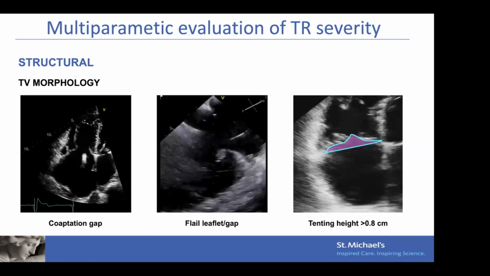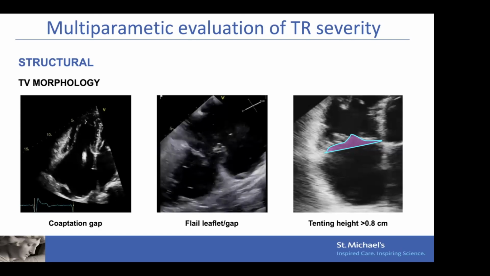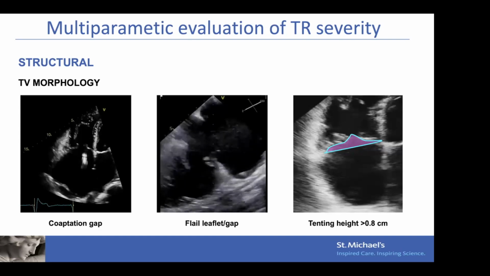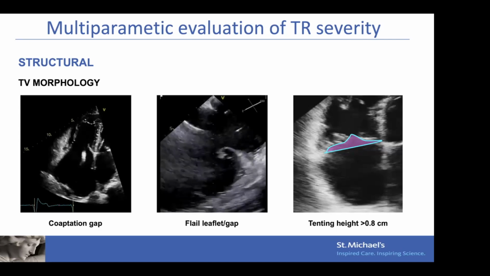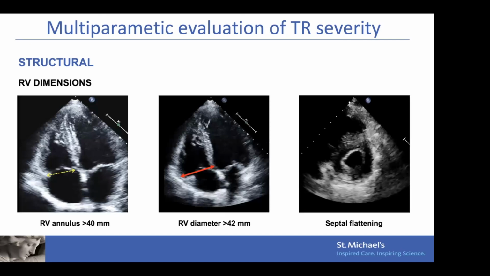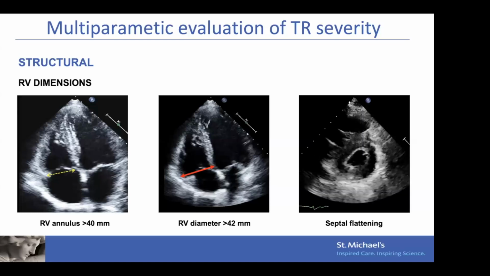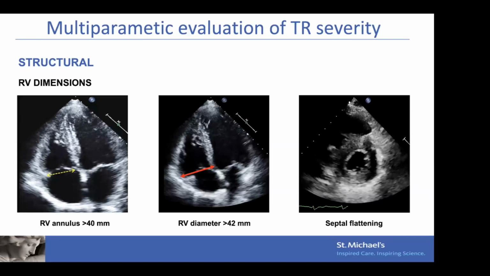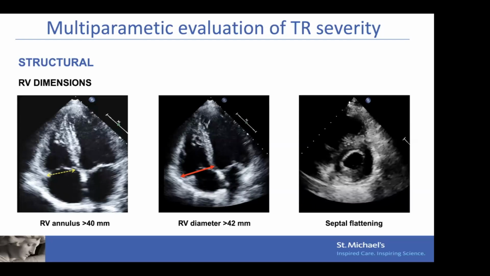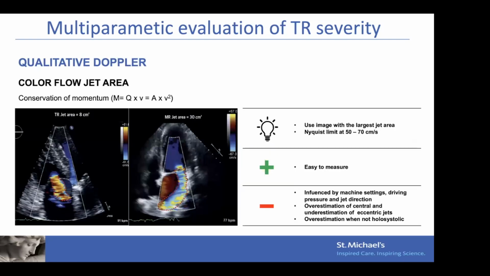So first of all, structural evaluation of the valve, obviously looking at coaptation gap, flail gap, tenting height, and it's logical that the greater the coaptation gap or the tenting height, the higher the likelihood that you will have severe TR. We then also look at RV remodeling, RV dimensions, RV annular dimensions, and septal flattening, because we all know that severe TR is associated, especially if it's long term, with volume overload, and this will obviously impact your right ventricle and cause dilatation and septal flattening.